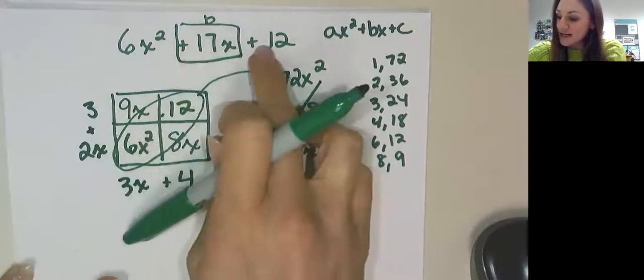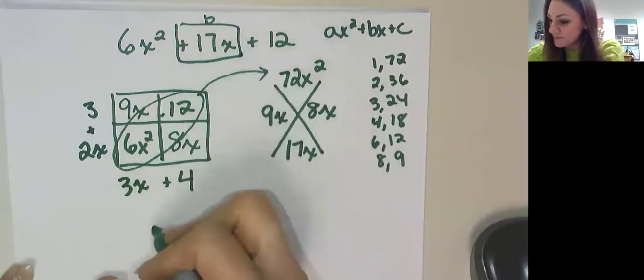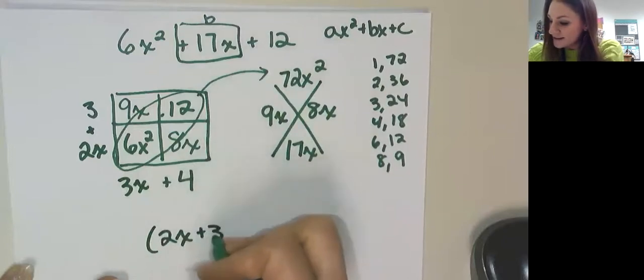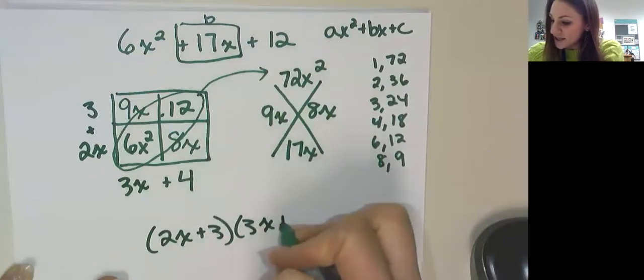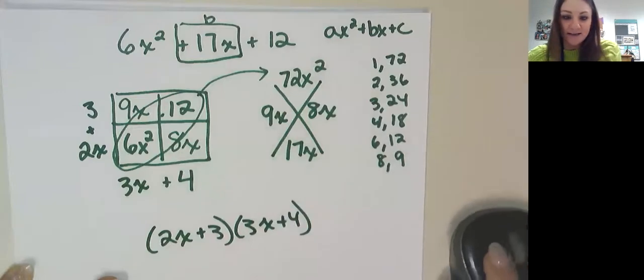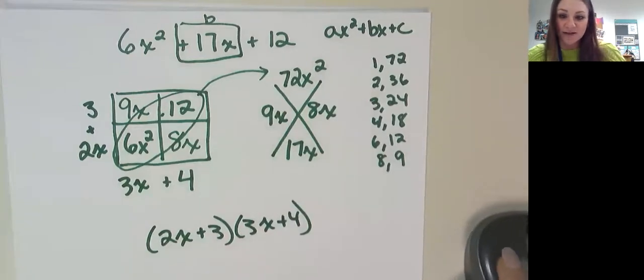So now to change this quadratic from a sum to a product, I was able to use my generic rectangle and my diamond. I don't have to guess and check or use trial and error.